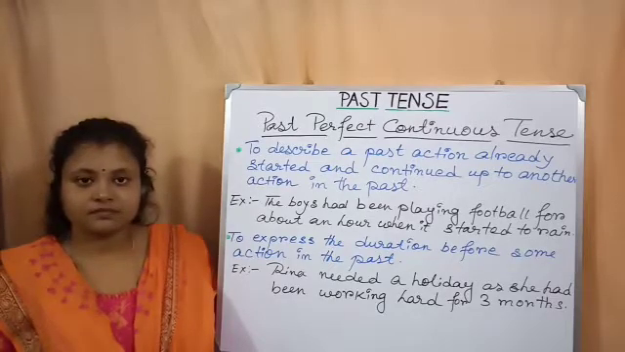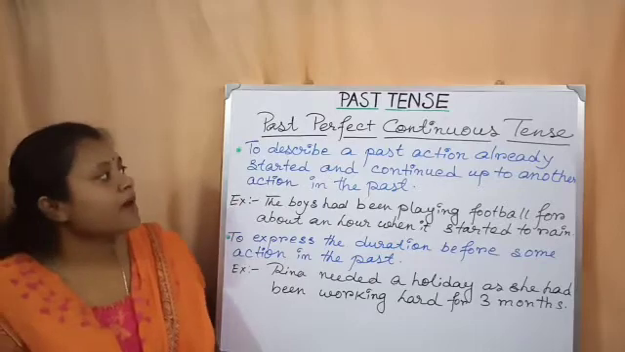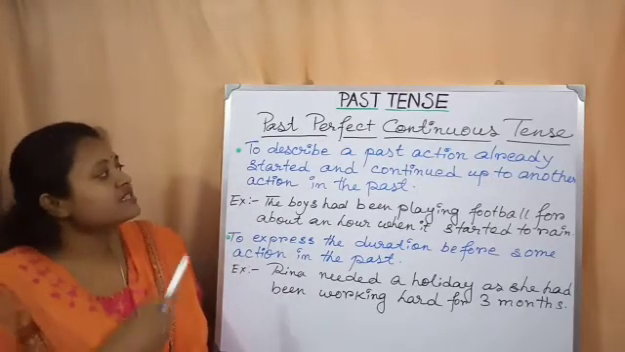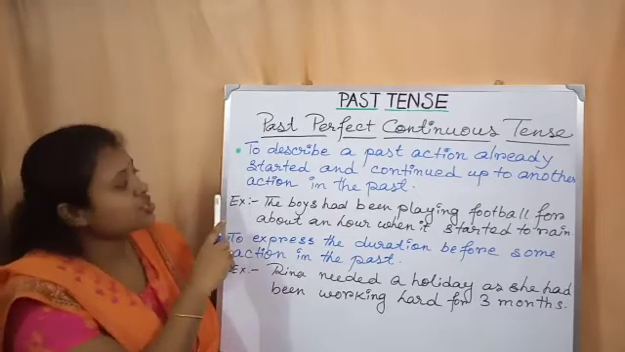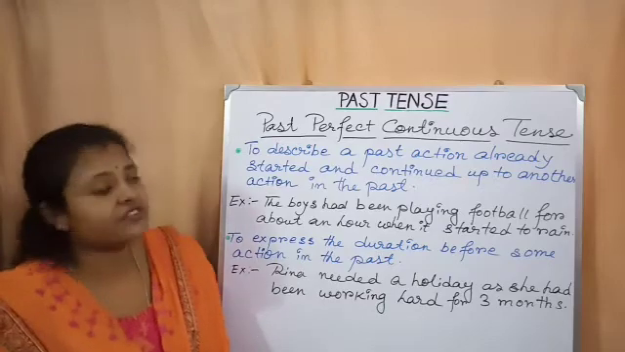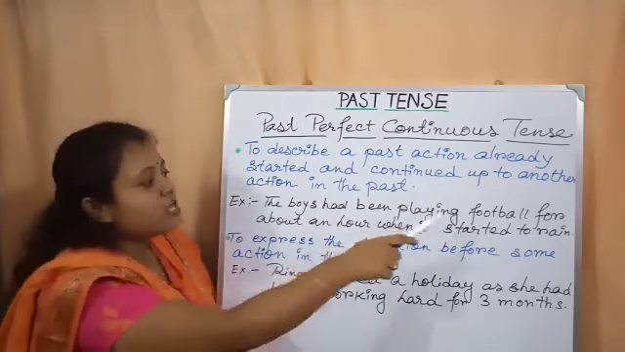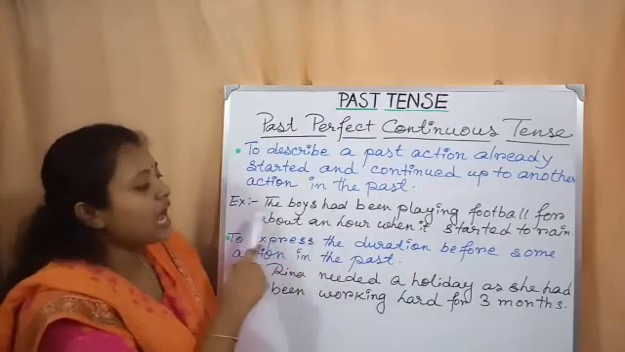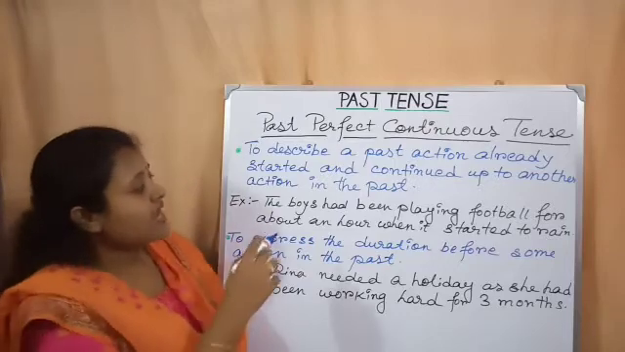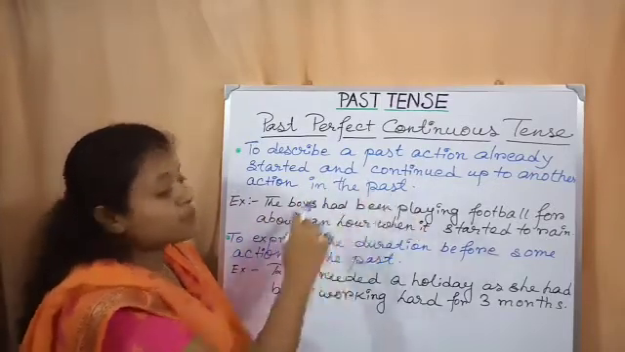So students, let me discuss past perfect continuous tense with you now. This tense is used to describe a past action that already started and continued up to another action in the past. The boys had been playing football for about an hour when it started to rain. So the past action that already started and continued up to another action.